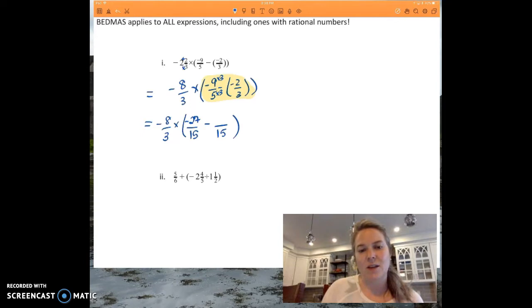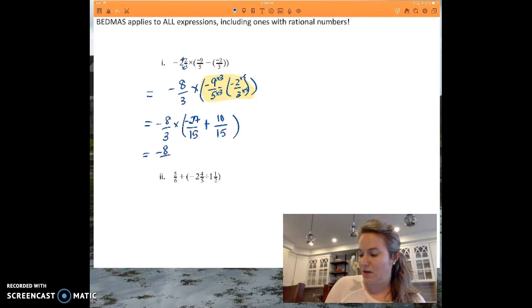-27/15, and I've got minus a negative. So minus -2/3. Minus a negative is going to be a positive, so I'm just going to make that plus. And then 2/3, this is times 5, so that's times 5, that's a 10. Okay. And we'll continue. Notice I'm keeping that -8/3 at the beginning. I'm not getting rid of it, because once I get rid of it, it's possible that I could forget to bring it back. So I keep it through every single step until I'm ready to use it. So I'm going to multiply that by -27 plus 10, which is going to be -17/15.